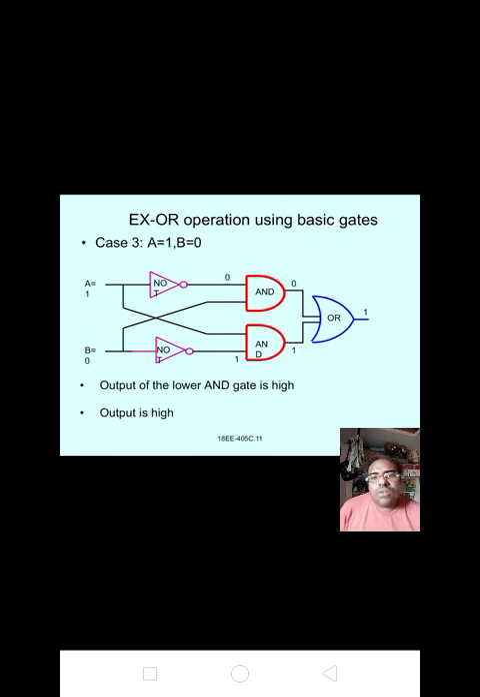Next, XOR operation using basic gates. Case 3, A equal to 1 and B equal to 0. Here we have given A equal to 1 and B equal to 0 for the AND gates. The inputs for the first AND gate are 0 0 and for the second AND gate are 1 1. For the first AND gate the output is 0, for the second AND gate the output is 1. These two outputs are given to the OR gate. We get the output that 0 plus 1 equal to 1. Output of the lower AND gate is high, so output is high.